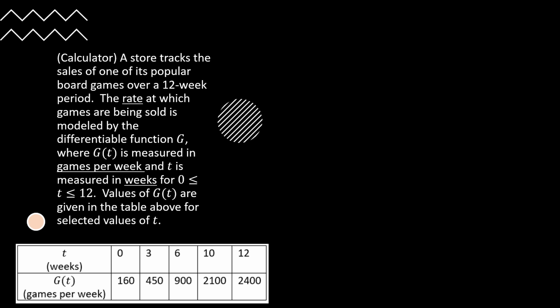All right, so our first question says a store tracks sales of one of its popular board games over a 12-week period. The rate at which the games are being sold is modeled by the differentiable function g. So g is a rate, and that rate is measured in games per week, where t is measured in weeks. And again, we're only going from week 0 to 12. And they gave us some values for g in the table that you see.